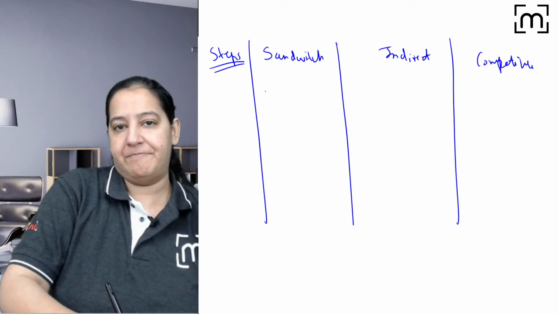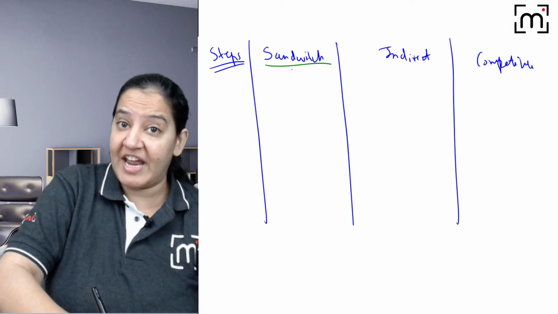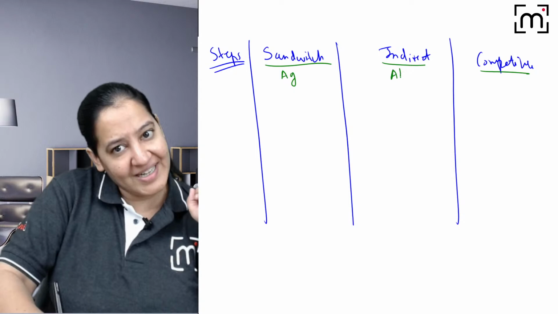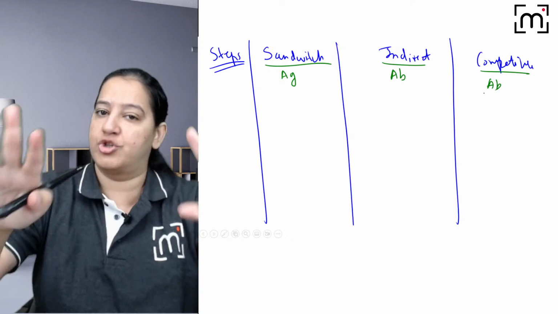Sandwich ELISA is for what detection? It is for antigen detection. And indirect and competitive are for antibody detection in the sample. We want to detect antigen or antibody. That is the first thing you should know. Which ELISA is for what? Ye toh sabse basic hai. Theek hai? Now tell me the four steps.